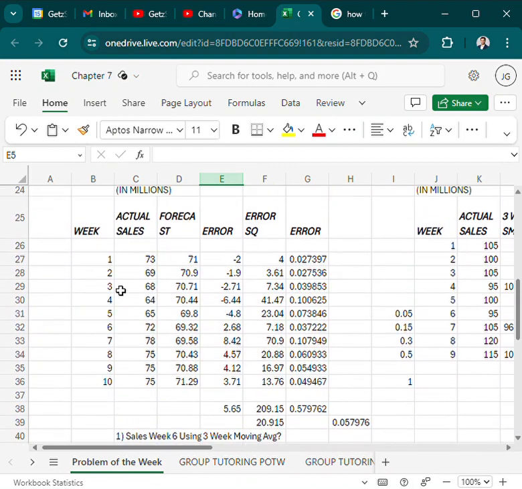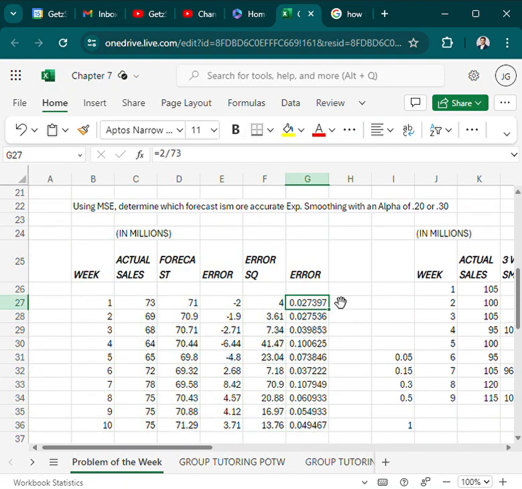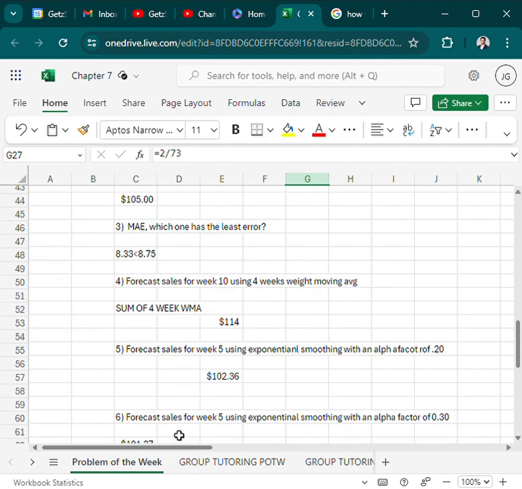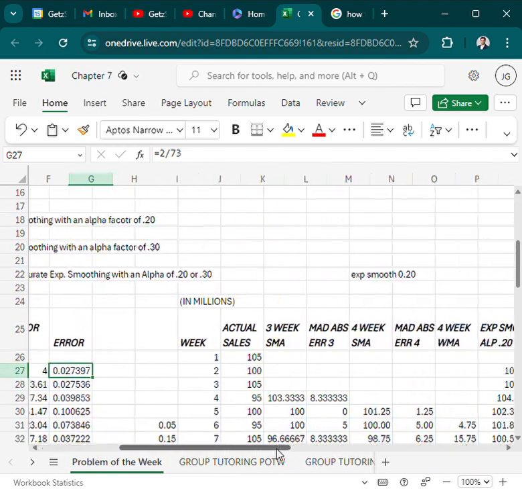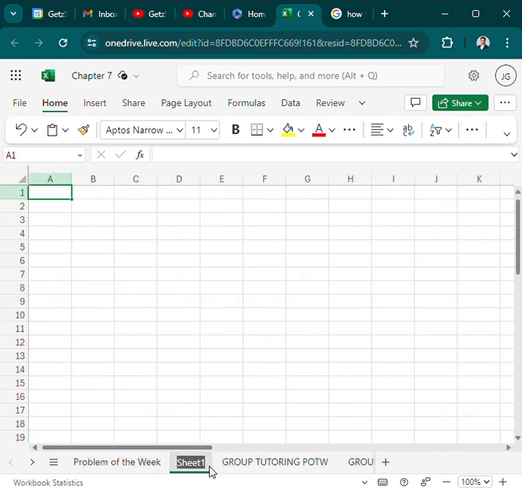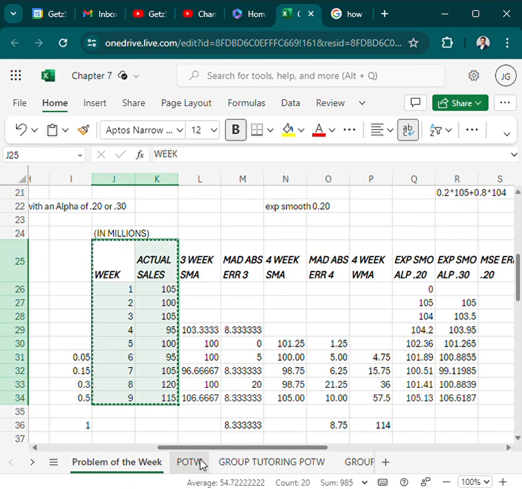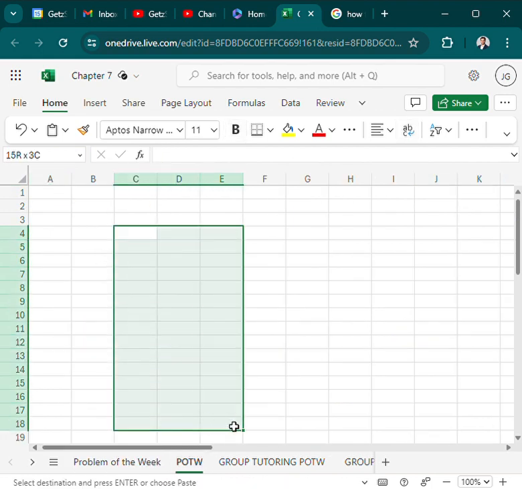We were given our error squared and our error, and we are also given this chart here. So let's create a new spreadsheet. We were given our week and actual sales, so let's enter that real quick.